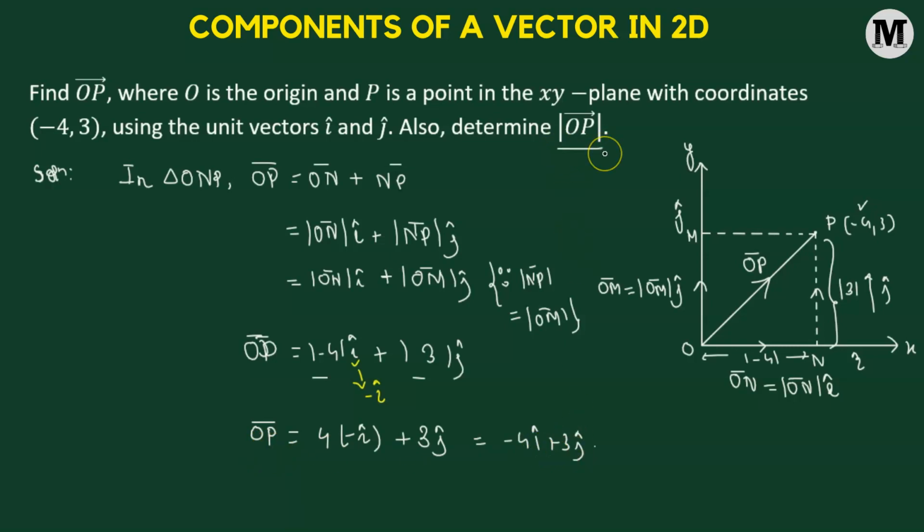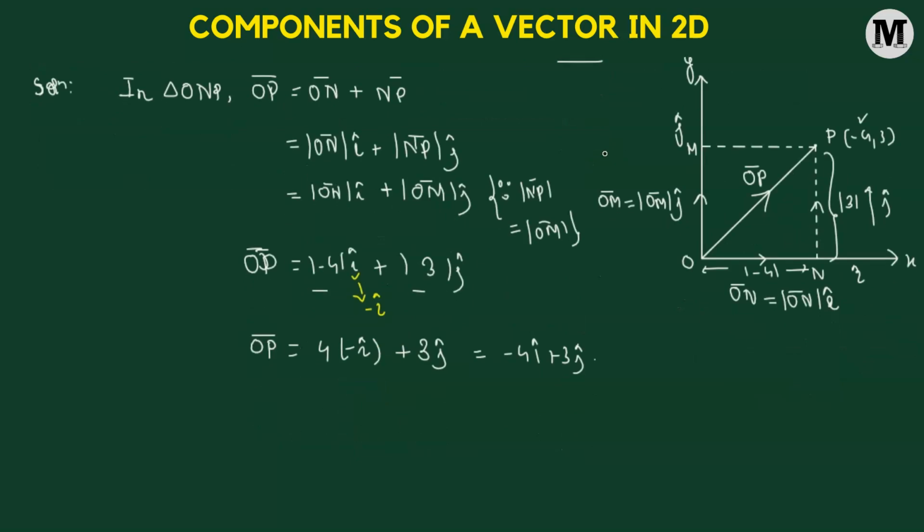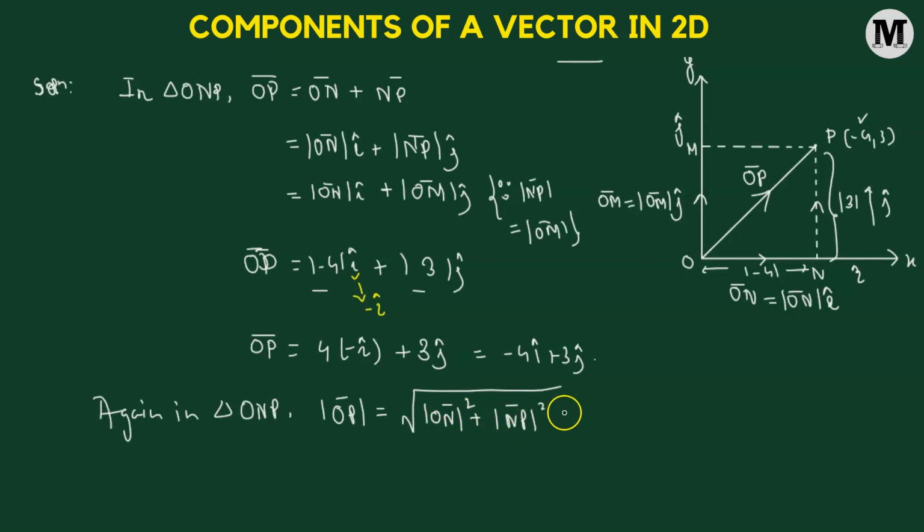Now we also want to obtain the magnitude of vector OP. Now if we look at this figure, again in triangle ONP, we want to find out the magnitude of OP. The magnitude of OP is going to be equal to the square root of the magnitude of vector ON squared plus the magnitude of the vector NP squared. This is the Pythagoras theorem. So here magnitude of ON is 4, so we have 4 squared added to 3 squared. Solving this gives us 5. That means the magnitude of OP vector is going to be equal to 5 units.